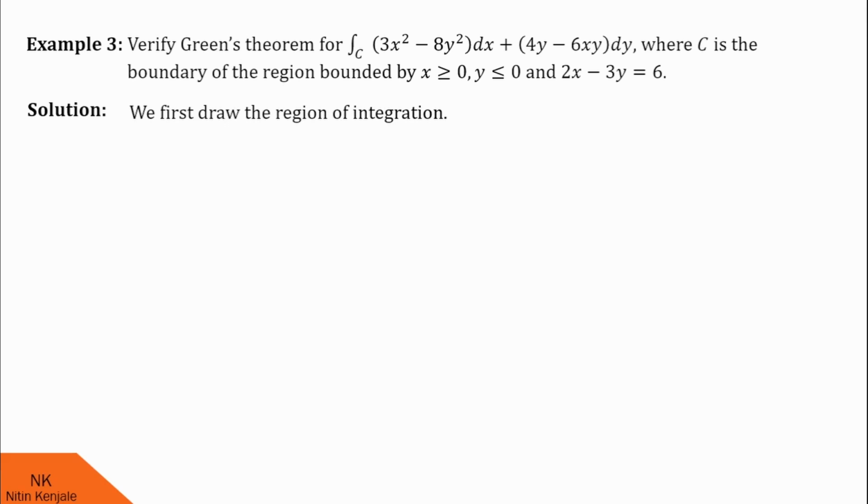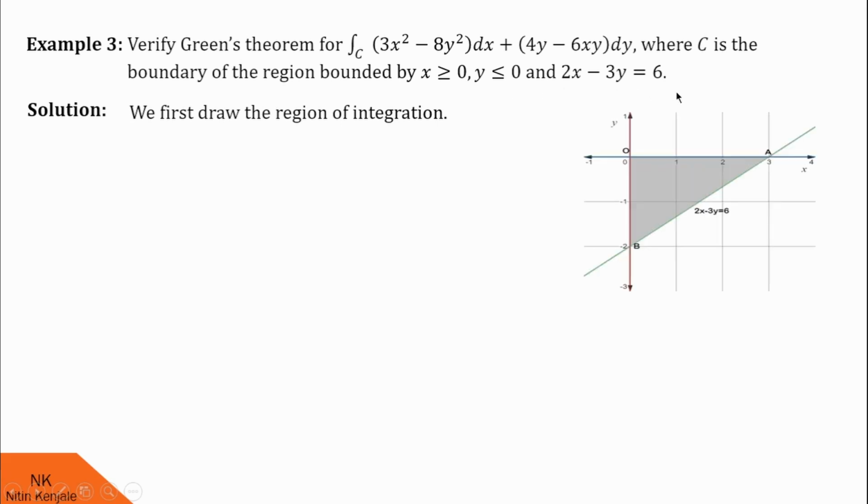We first draw the region of integration, which is bounded by the curves x greater than or equal to 0, y less than or equal to 0 and 2x minus 3y is equal to 6. x greater than or equal to 0 is the area which is to the right side of the y-axis. y less than or equal to 0 is the area which is below the x-axis, and 2x minus 3y is equal to 6 is this line. Together they bound this shaded area. So this is our region of integration.